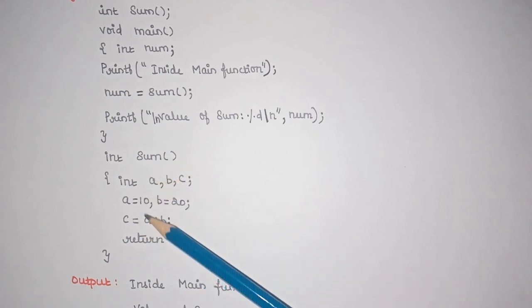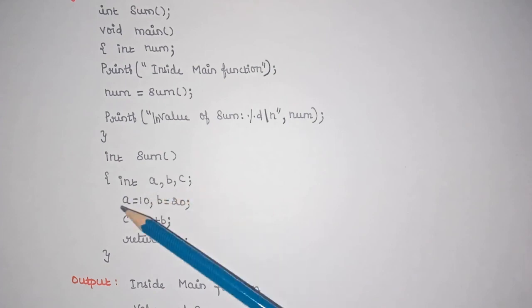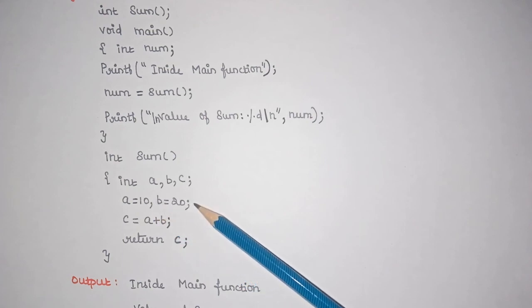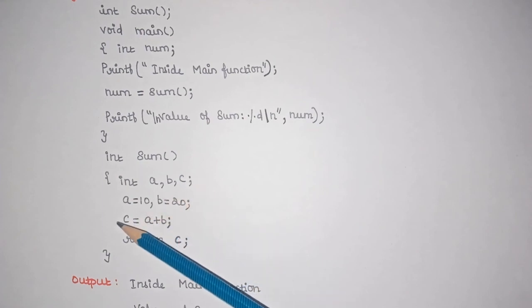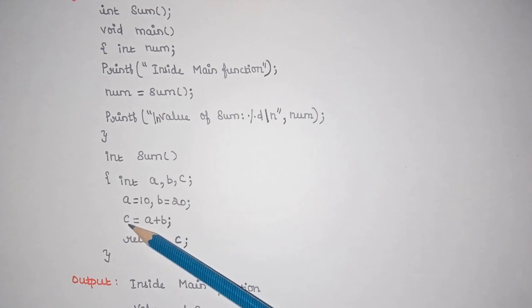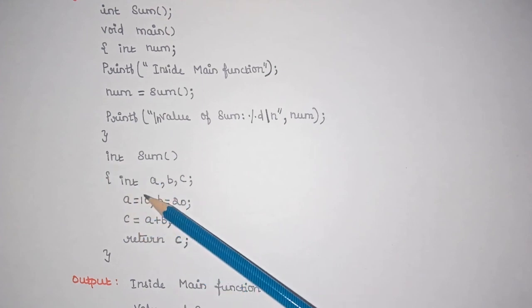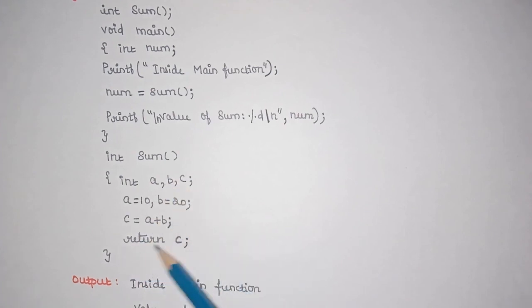Entering into this function, we have the declaration of a, b and c variables, and here a and b are assigned the values 10 and 20. Then we are going to perform the addition of a and b, and the result is stored inside the variable c. Now the result is in c, which is of integer type. Since we have used the return type int, this function should return a value. That is why we are using this return statement.